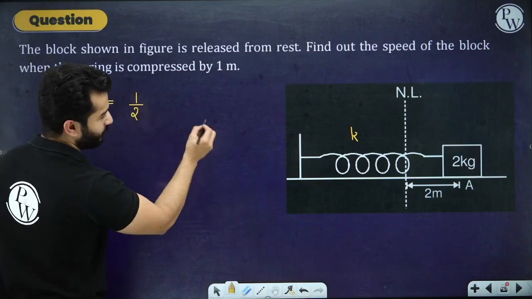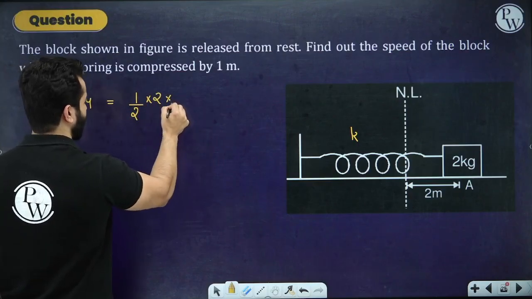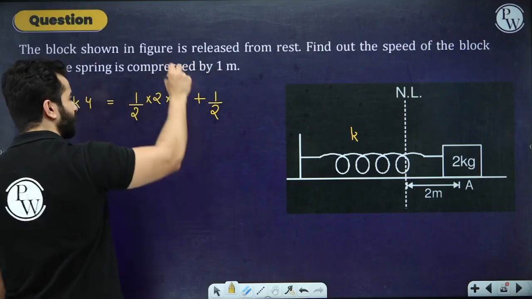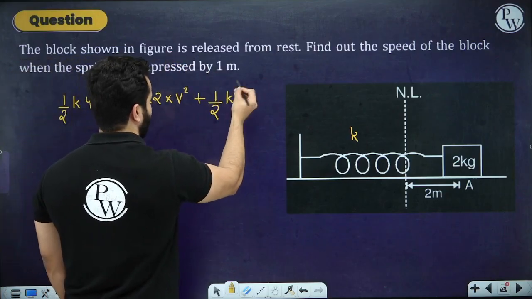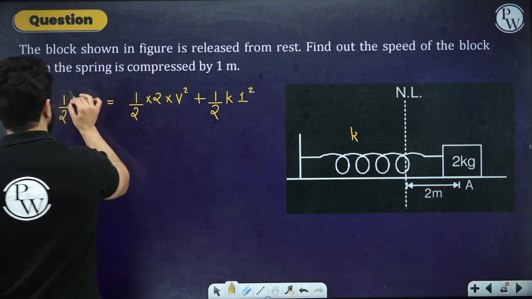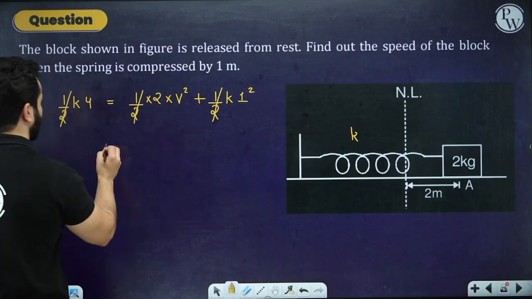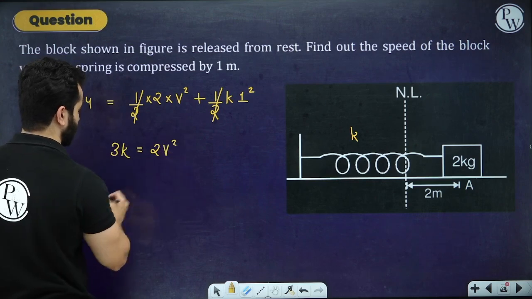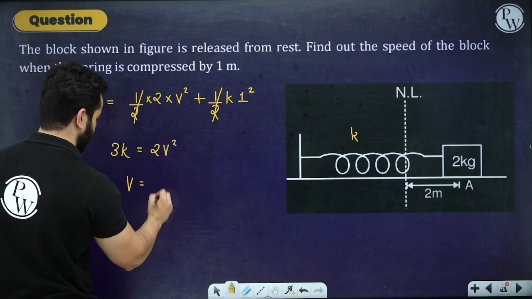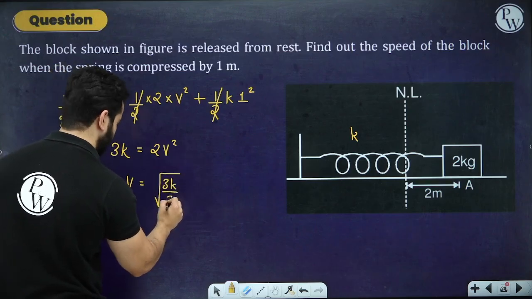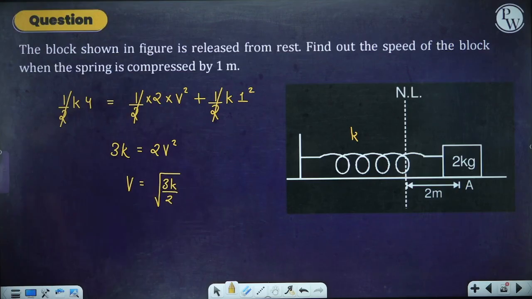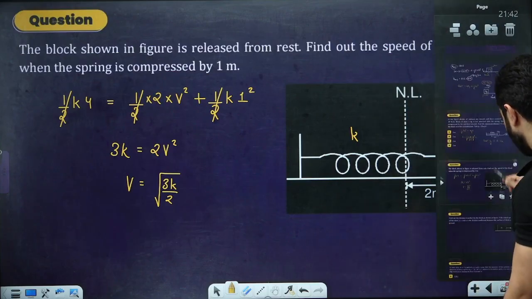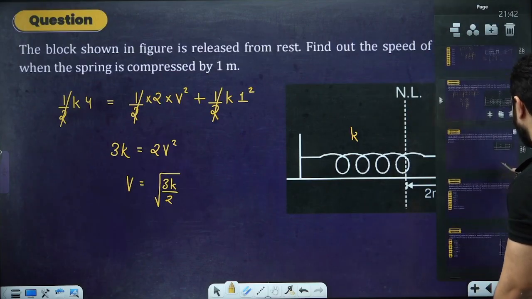The speed of the block when the spring is compressed by 1 meter. So half m v square, that is what I need to find out, plus it will also have some potential energy because now it is compressed, plus half k x square, right? I can cancel out this thing, and this is going to be 3k equals to 2v square. So v would be equal to root of 3k by 2, if k is what we have chosen, right? Hopefully you have got it. Done.